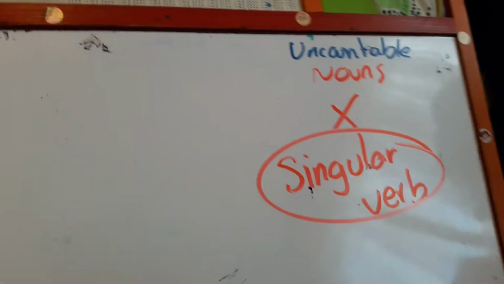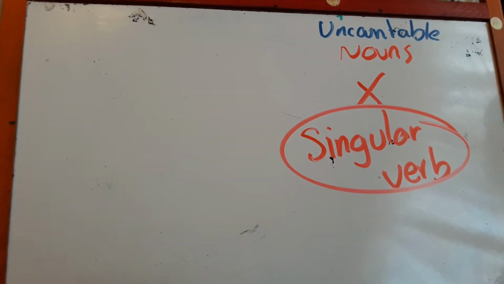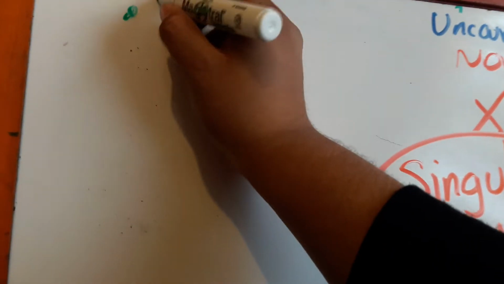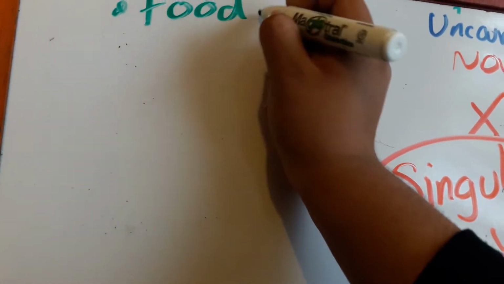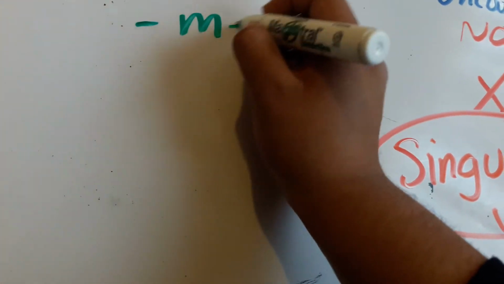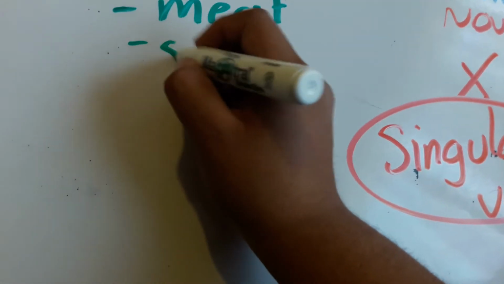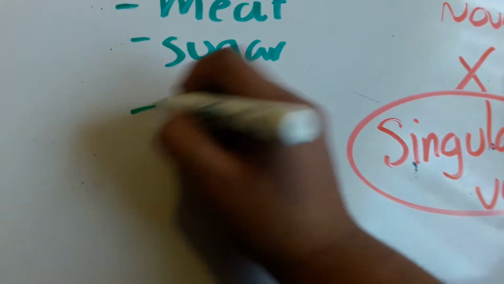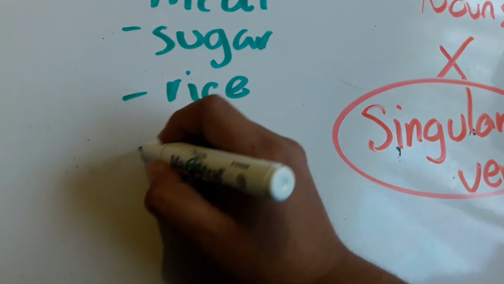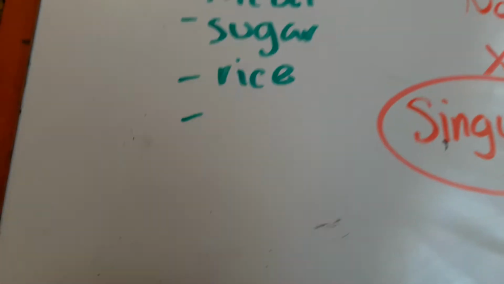Okay, now which ones are my uncountable nouns? Most common food, like meat, sugar, rice. Okay, be careful here with the coffee.